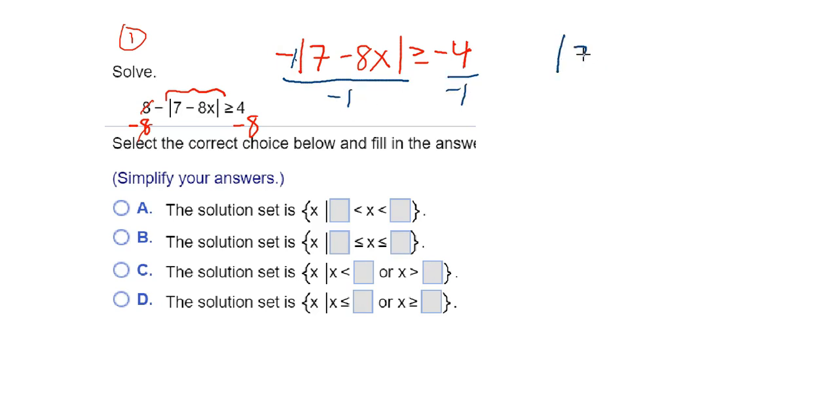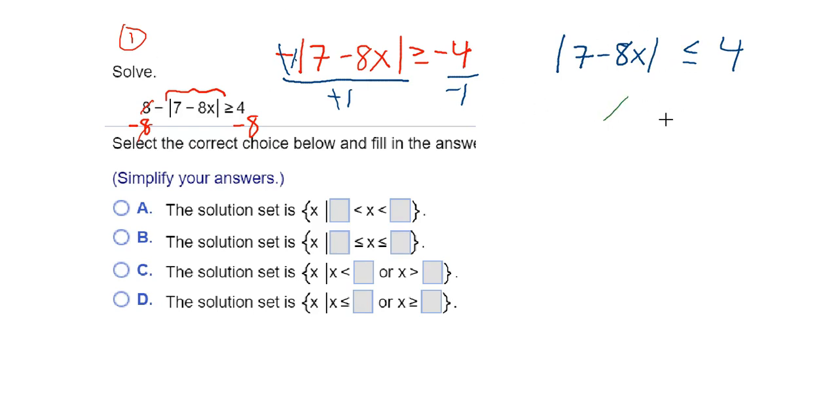And so I'll get the absolute value of 7 minus 8x is less than or equal to positive 4, right? So the negatives here cancel out. Because I divided by a negative on both sides, I have to flip the symbol around the other way, right? And so that's step 1, is getting the absolute value by itself.